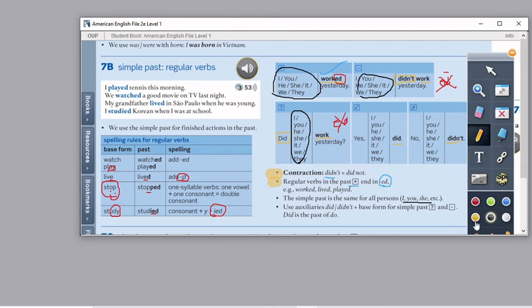The last bullet point: use auxiliary verbs did or didn't plus the base form for the simple past, interrogative and negative. Look, in the negative, didn't and the verb normal. Interrogative, did, auxiliary verb for the question and the verb normal. Example or explanation: did is the past of do and does.